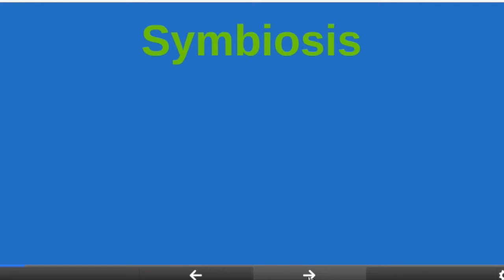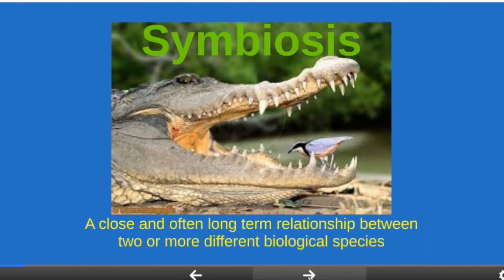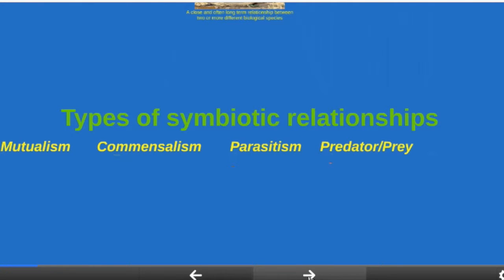However, when dealing with community, the most important theme is how do these populations interact? And so we must examine symbiosis. Symbiosis is a close and long-term relationship between two or more different species. And it comes in 5 different types or categories.